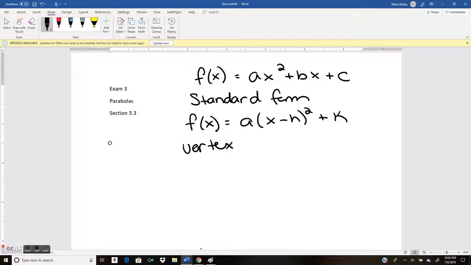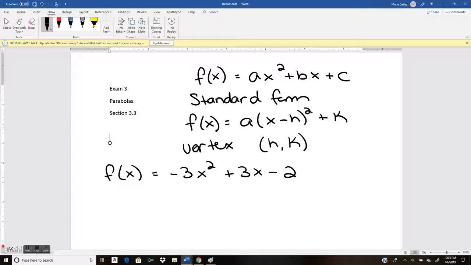The vertex then is going to be, change the sign just like we did for an ellipse, a circle, and a hyperbola for the h, but the y value, the k, is going to remain the same. All right, so let's go ahead and take a look at an example. I want to look at f of x equals negative 3x squared plus 3x minus 2.